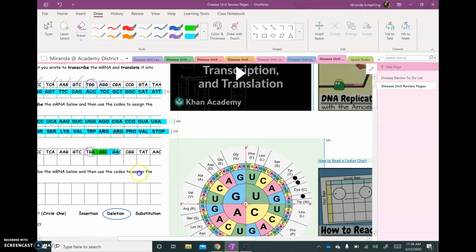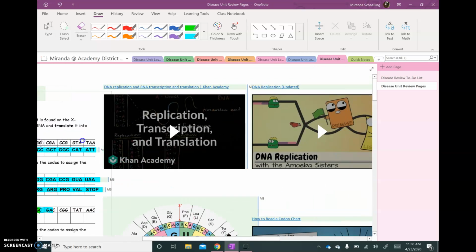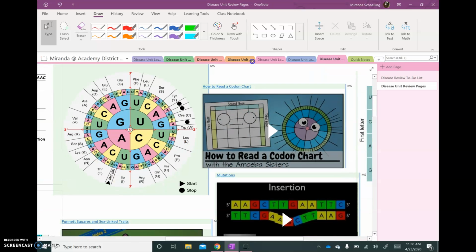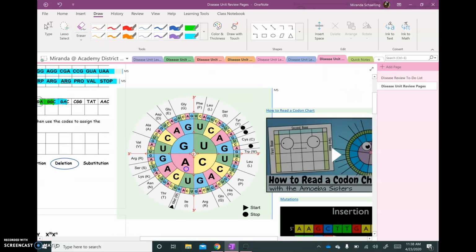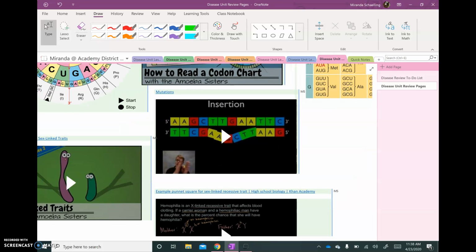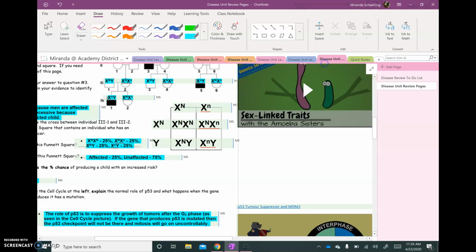Over here I've got some replication, transcription, and translation videos for you if you need a little refresher. I've got how to read a codon chart, the circle chart, the square chart, and a types of mutations video here. All of those are going to be helpful for this first section.